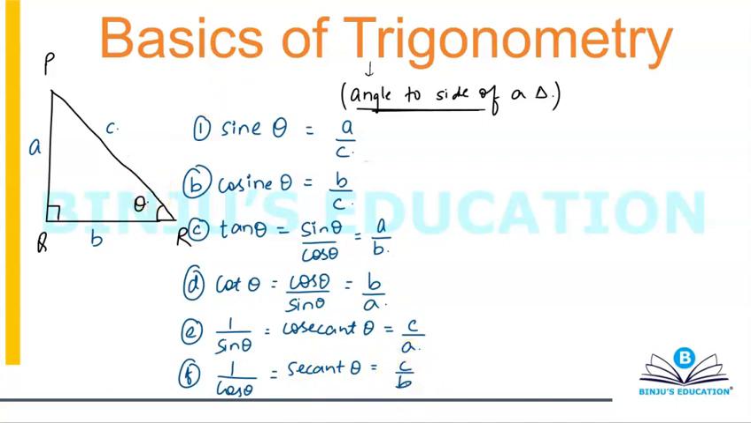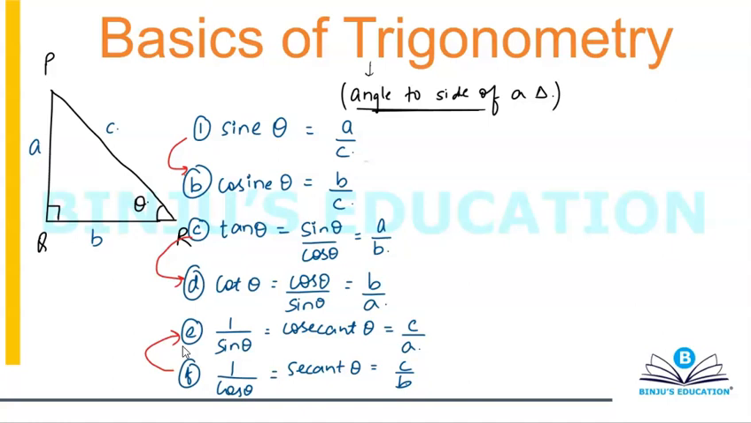So cosine is basically complementary of sine. Cotangent, which is basically cot, is complementary of tangent or tan, and cosecant is basically complementary of secant. That's why we are adding the word co in the prefix part. Okay, so you have basically 6 trigonometric functions, which are sine, cosine, tan, cot, cosec, and sec.